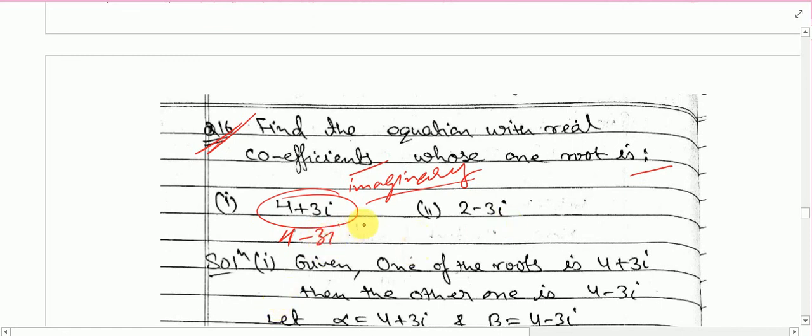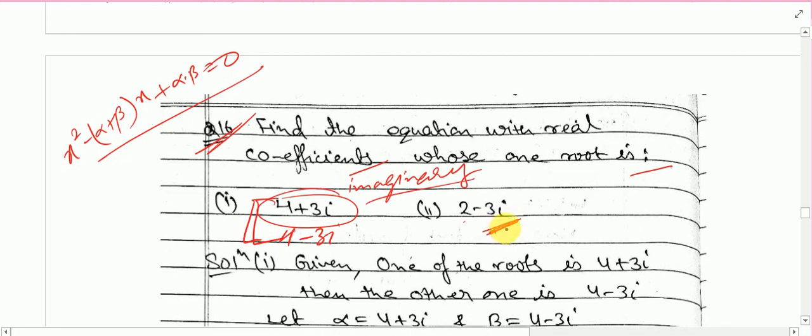Now you know the roots. You can easily form the quadratic equation using x square minus alpha plus beta, that means sum of the roots, into x plus alpha into beta equal to 0. Same goes over here. You know 2 minus 3i. It's an imaginary number, an imaginary root, so the other root will be the conjugate of this, 2 plus 3i. So now you know two roots, and you can easily get the quadratic equation using this.